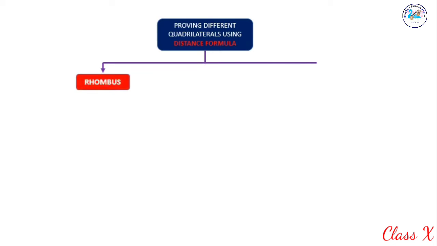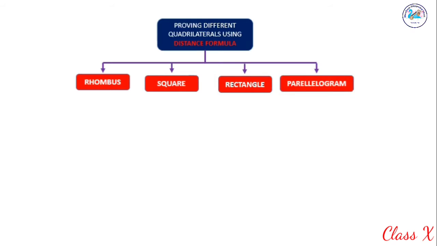Now we shall discuss how to use distance formula from an examination point of view. When you check the board examination questions, there are 4 types of questions usually asked. They give you 4 points or vertices, and you may be asked to verify whether the given points form a rhombus, a square, a rectangle or a parallelogram.